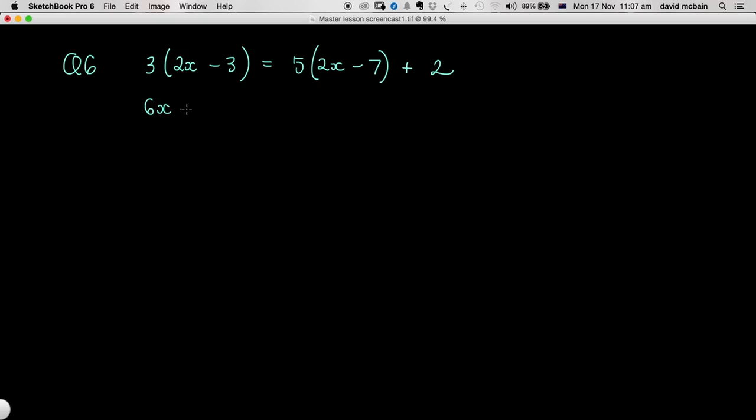So expanding all our brackets, we've got 6x minus 9 equals 10x minus 7 fives are 35 plus 2 on the end. So we can probably simplify that a bit. So we've got 6x minus 9 equals 10x. Now minus 35 plus 2 is minus 33.